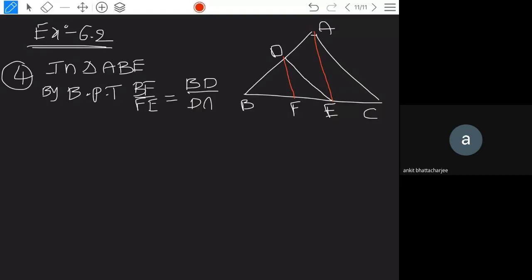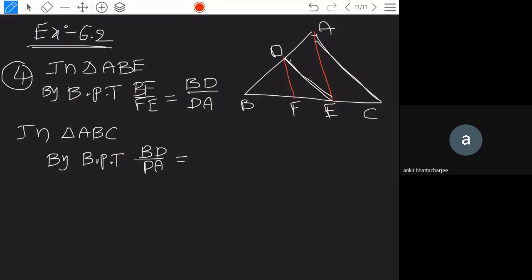In the same way, BD by DA will be equal to, in triangle ABC, by the basic proportionality theorem, you have to keep in your mind, this is parallel to this one. These two are parallel lines. So whenever these two lines are parallel, BD by DA is equal to BE by EC you will get.